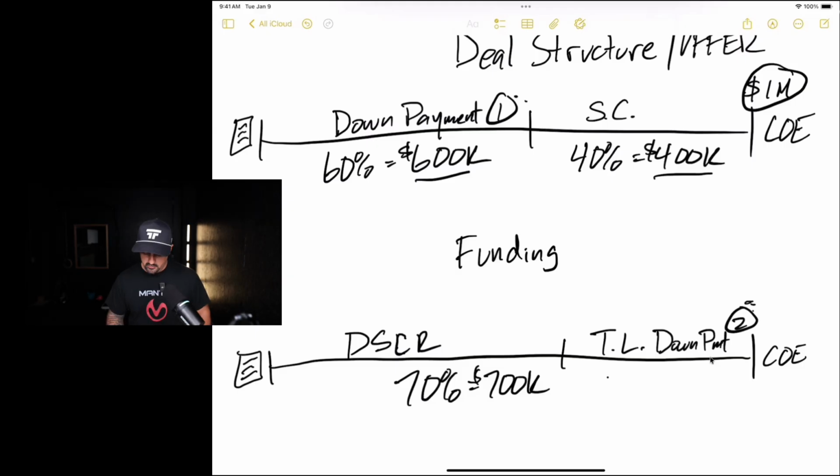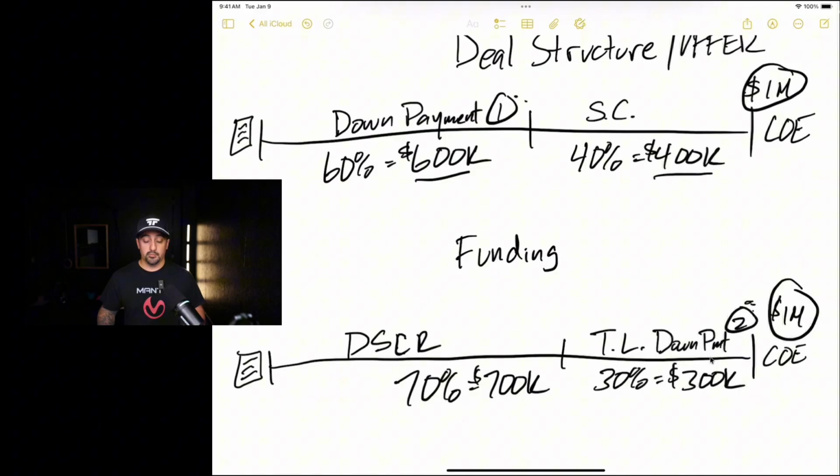And that down payment 2 is going to be, we just said 30% to cover the rest, which is 300,000. That also equals out to your $1 million purchase price, right? So you have 700,000 plus 300,000 equals $1 million. That's what the funding into escrow is going to look like. And then you have your 600,000 and your 400,000 that also equal your $1 million purchase price.